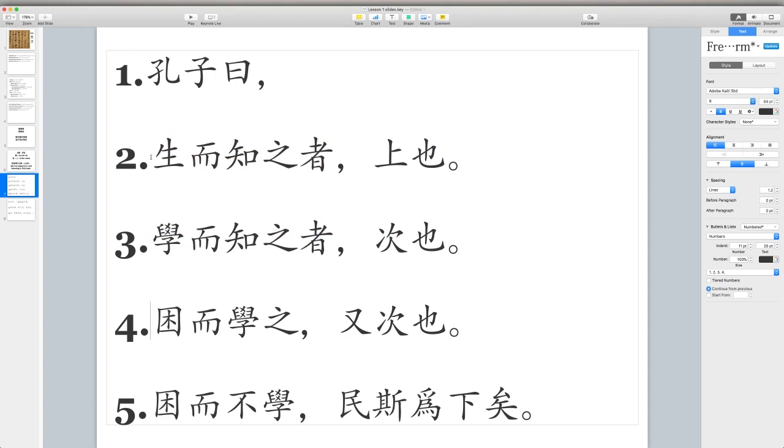After that, 困而学之，又次也. So 困, Fuller translates it as to be blocked or oppressed or in difficulties. And then in the notes, I think he says to be perplexed. To be perplexed and then learn it. Let's just stick with to have difficulty, right? So to have difficulty and still learn it. So people take this to be the lowest.